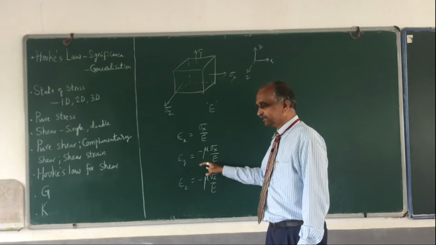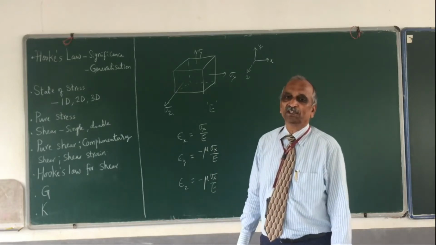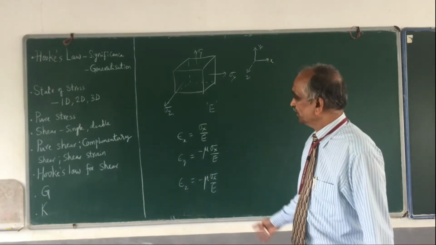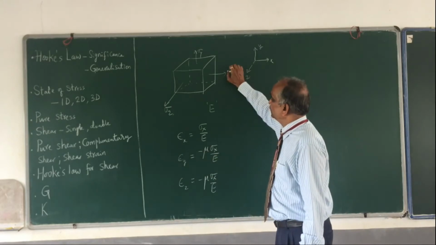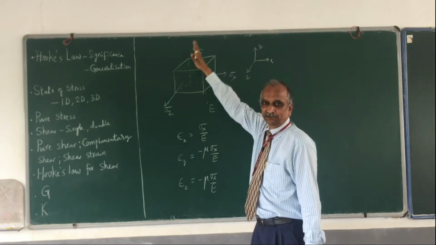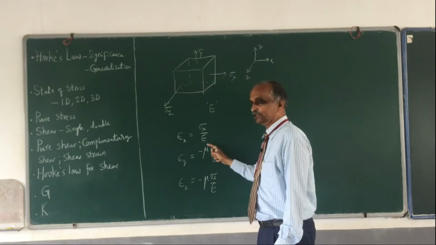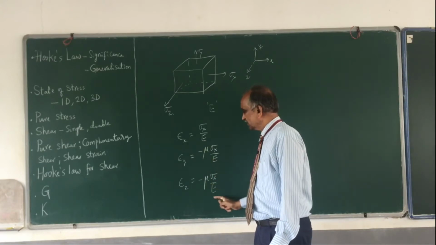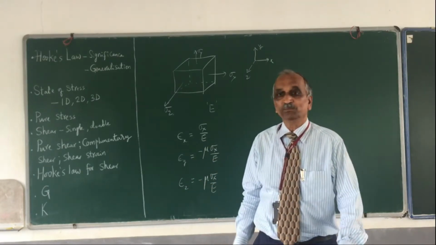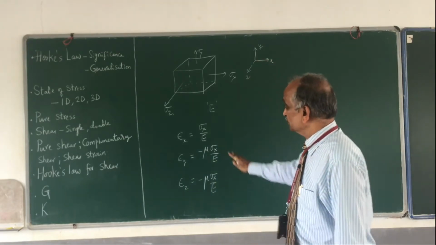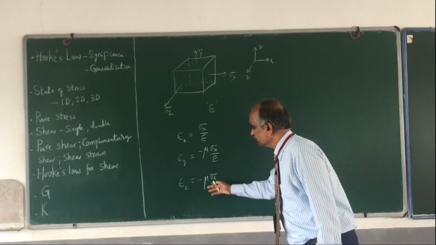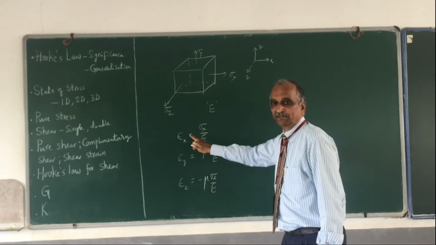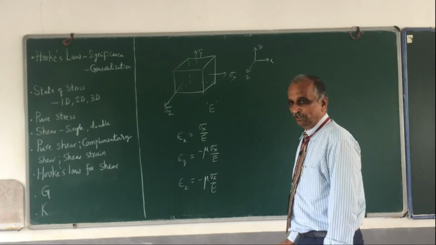And how did I write this? Making use of the definition of Poisson's ratio. So what is the lateral strain due to sigma x in the y direction? Using Poisson's ratio I have written it, and similarly this term I have written using Poisson's ratio. Please remember, all these strains are due to sigma x in different directions.